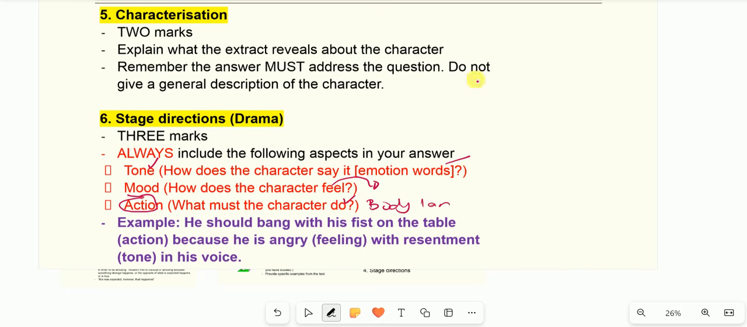Normally you describe action using body language. It might be the gestures of hands, the eyes, the face. He should bang with his fists on the table is an action, because he is angry, feeling resentment, and then with resentment we have what? Tone. So tomorrow please ensure that when you get this question of stage direction, you do justice to it, whereby you mention tone, mood and action.